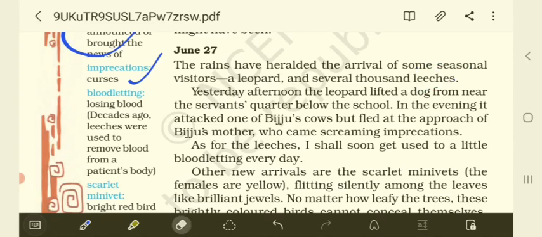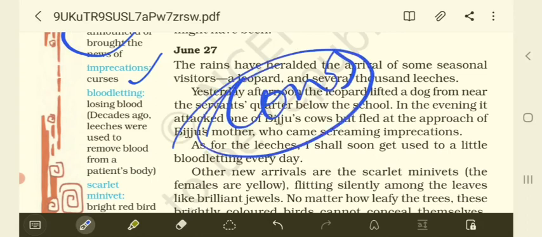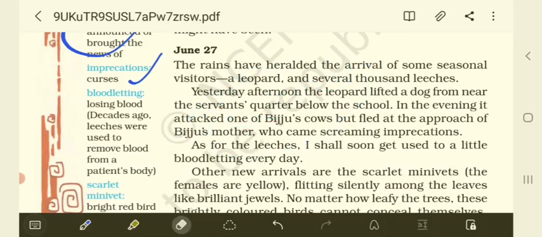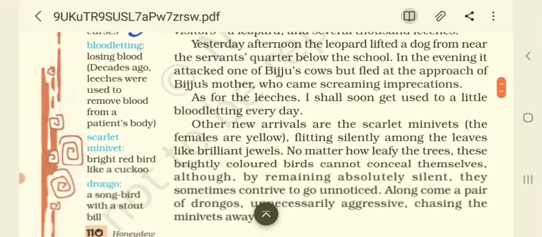He says, yesterday afternoon, the leopard lifted a dog from near the servants' quarter below the school. So a dog was lifted apparently by a leopard. In the evening, it attacked one of Biju's cows, but fled at the approach of Biju's mother, who came screaming imprecations. Okay, curses means Biju's mother was angry because it was attacking Biju's cow, isn't it? People in hilly areas rear different kinds of animals, so cow is one of them. So Biju's mother started throwing curses and cursing the leopard with all those words and screaming on her way.